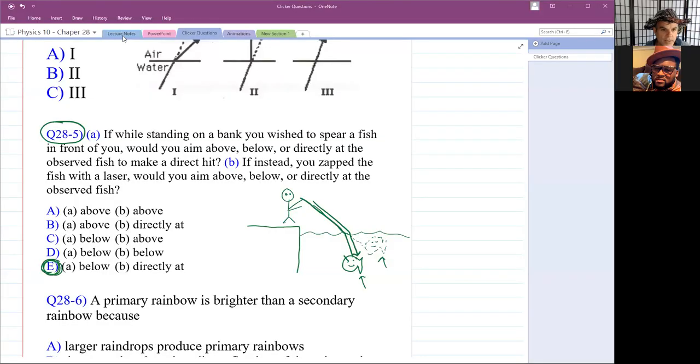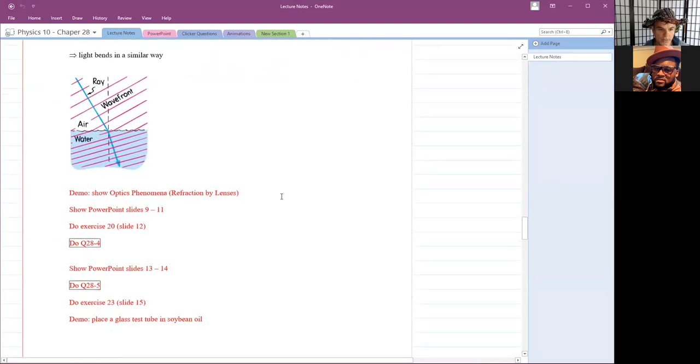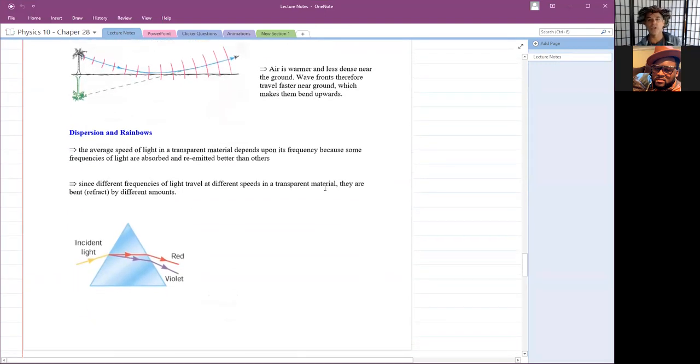Just a quick little preview of what we're going to cover on Thursday. What's left is I'm going to talk about a couple cool things. One, we're going to talk about mirages. What is a mirage? And the fact that we actually see the sun after it's already set, which is a very cool concept. Our atmosphere bends light, and because of that, we see the sun after it's already set below our line of sight.